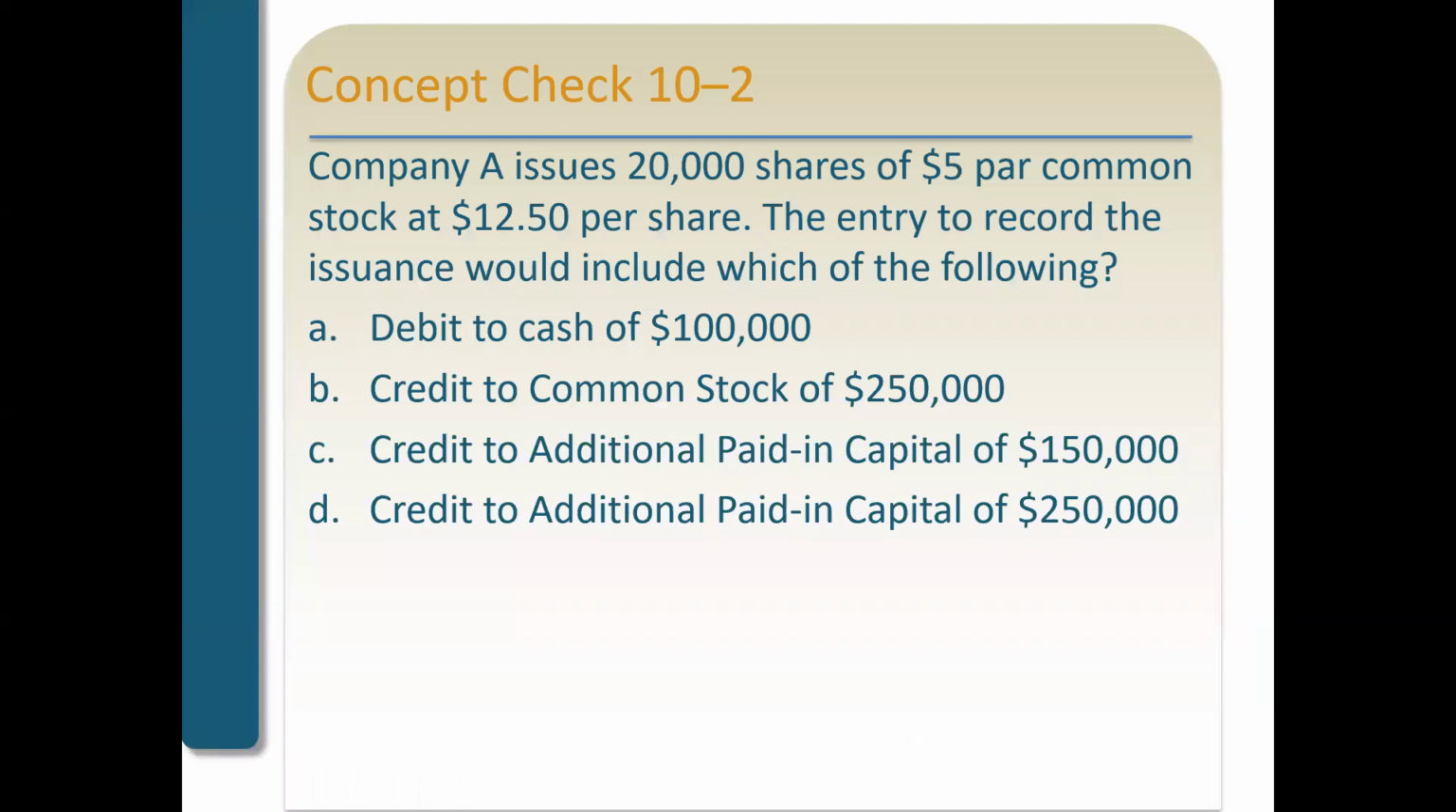So you guys, here's your second question. Company A issues 20,000 shares of $5 par common stock at $12.50 per share. The entry to record the issuance would include which of the following? A debit to cash of 100,000, a credit to common stock of 250,000, a credit to additional paid-in capital of 150,000, or a credit to additional paid-in capital for 250,000. What do you guys think?